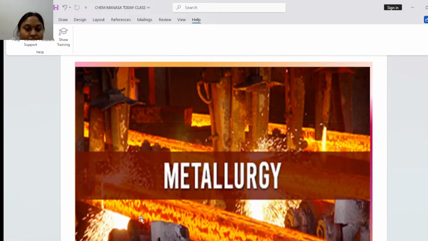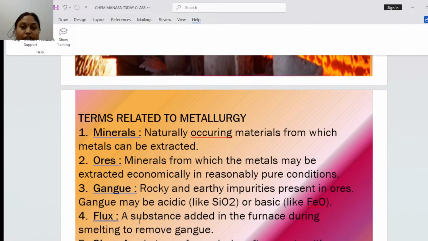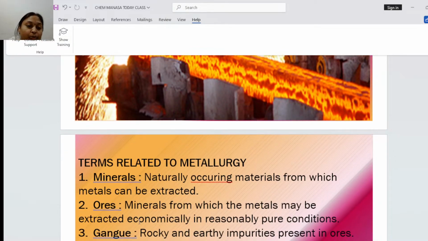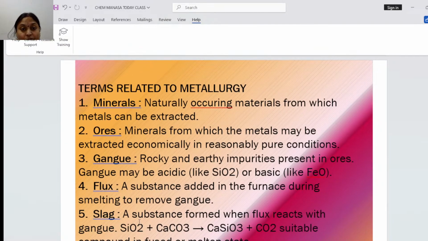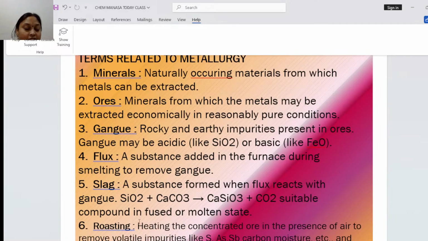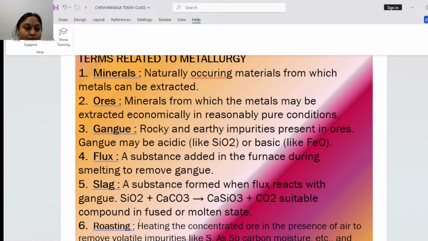So the next important topic is metallurgy. What is the meaning of metallurgy? The study of the extraction of metals is known as metallurgy. It is there in engineering as well as in plus two CBSE also. Meanwhile, you people also have this in social studies, where it is one of the major chapters. So please listen, everyone. The basic terms, everything you are supposed to learn.